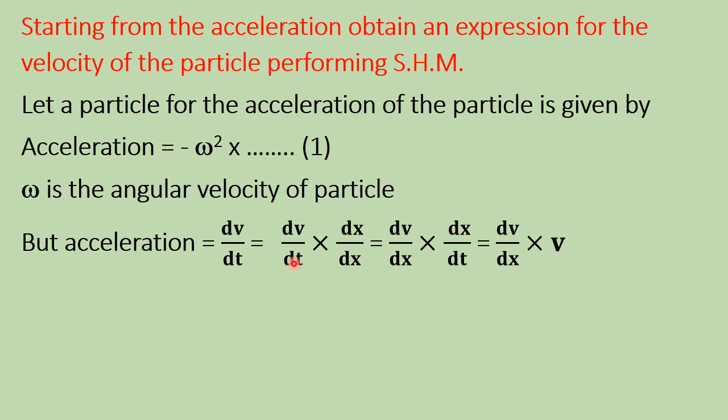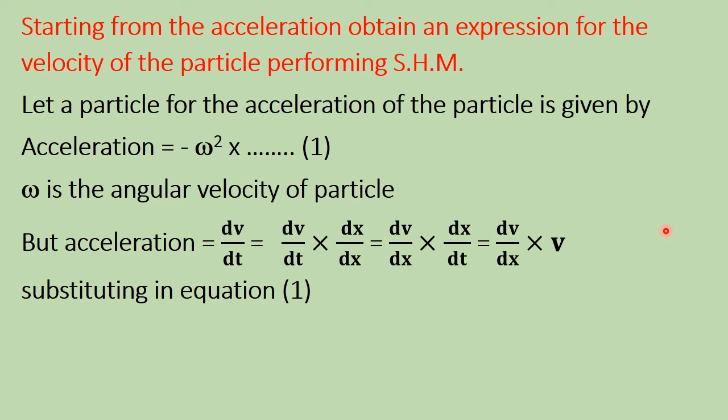Now we transfer the dt term and the dx term. Here dx upon dt is the rate of change of displacement with respect to time, which is known as velocity. Substituting dx upon dt equal to velocity, we get the acceleration of the particle equal to v into dv upon dx.